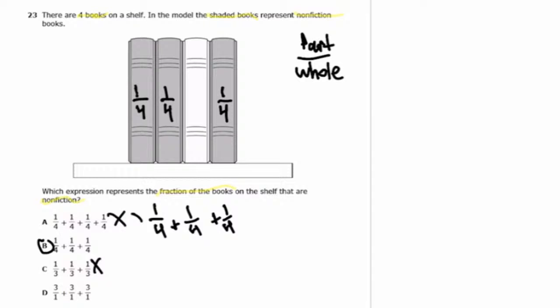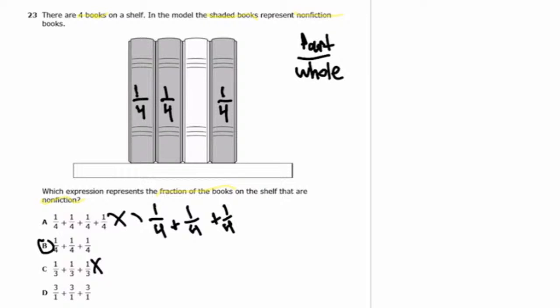And answer choice D says 3/1 plus 3/1 plus 3/1. This one is completely off, because what this is saying is that there are 3 parts over 1 total part in the whole, and that's just not possible. We can't have more parts than a whole.